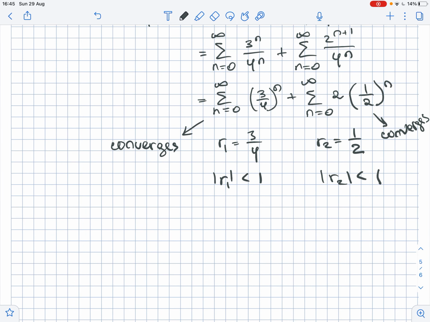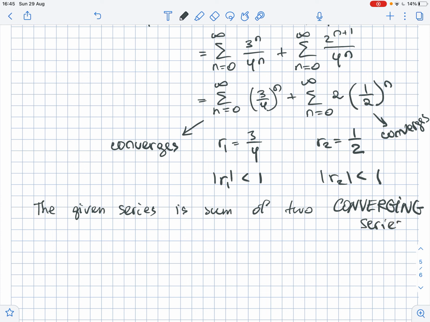So we can rewrite that the given series is the sum of two converging series. That means that the given series is also convergent.